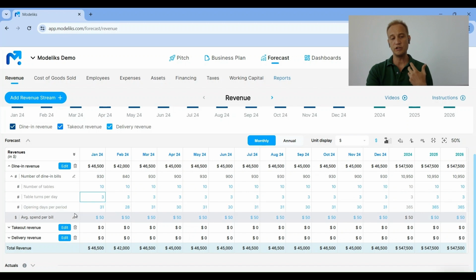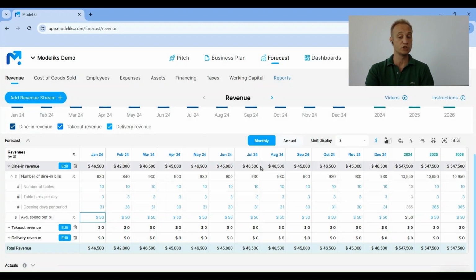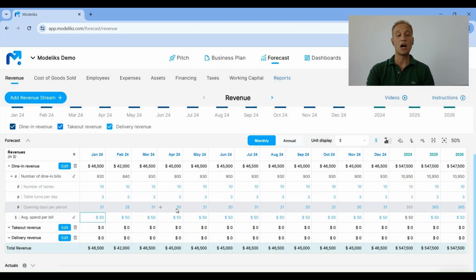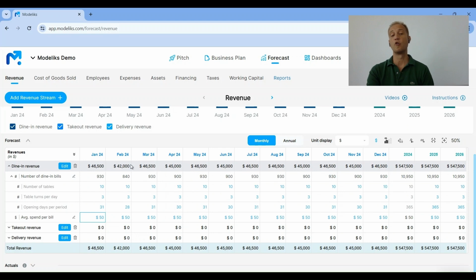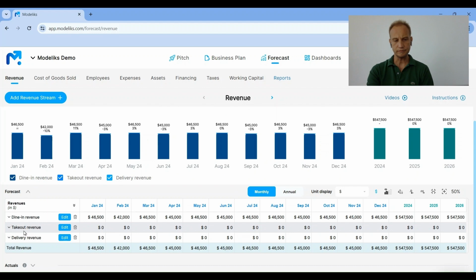Now, the last assumption that we need to provide is the average spend per bill, or how much each client is going to pay on average for eating in our restaurant. So let's assume that on average for one table, clients pay $50. With that assumption, now we have calculated the total dine-in revenue for our restaurant. That's it. Let's move on to our takeout revenue.